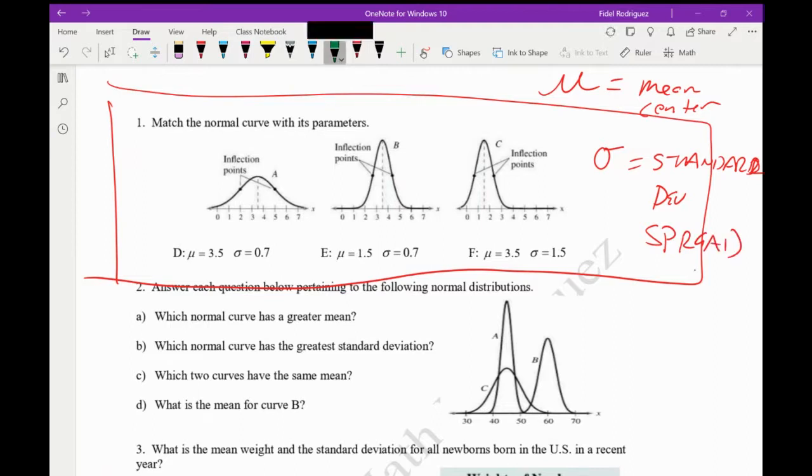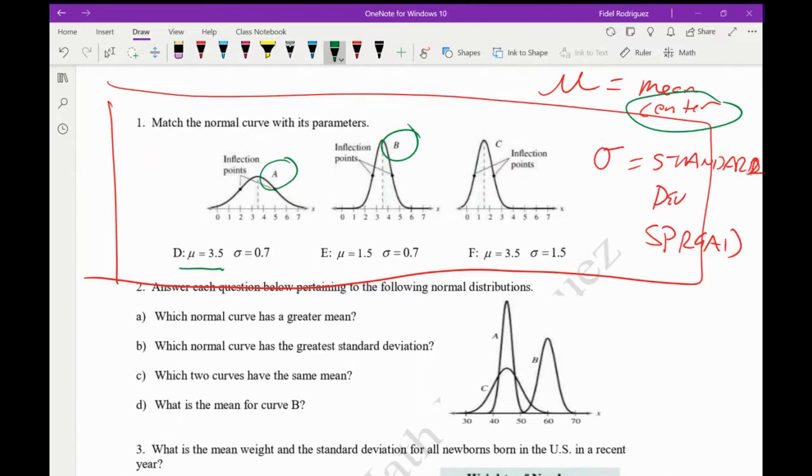So first thing I'm going to do here is look for mu equal to 3.5. So the center of my graph is going to be at 3.5, right? I notice that both choices A and B are right here in the middle at 3.5, right?